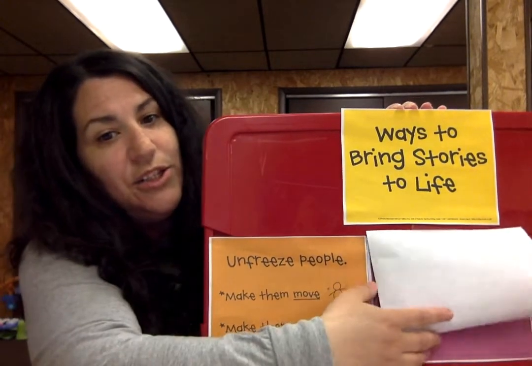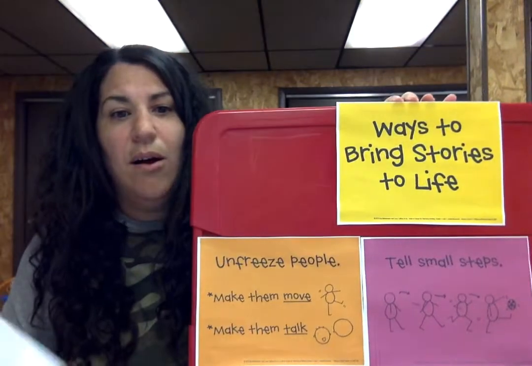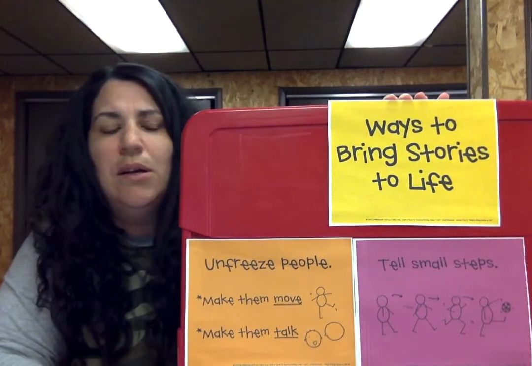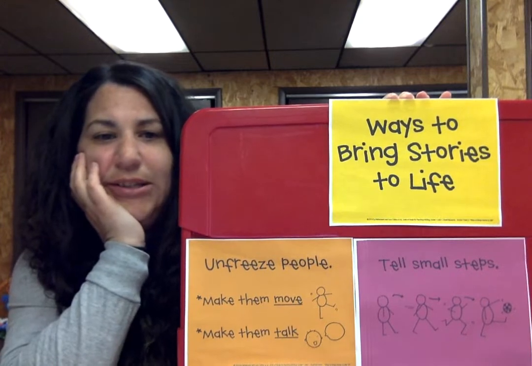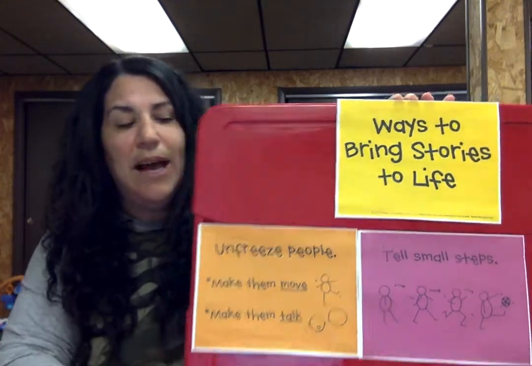Today, we are going to talk about the next way to bring our stories to life. And the next way we can do it is, let me take this off, by telling small steps. Let's look at the picture here and think about what that means. Tell small steps. Telling small steps means that when we write a story, it's boring if we just say things like, one day we woke up, and then we went to the park, and then we went home, the end. Is that exciting? Is that a way that you're bringing your story to life?